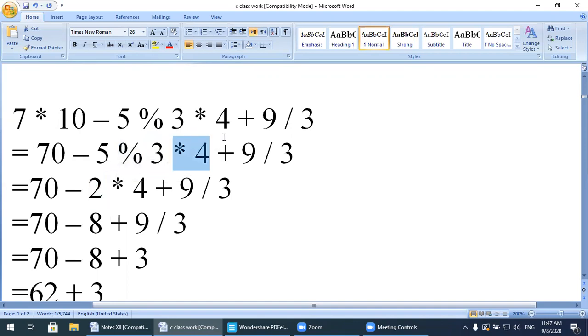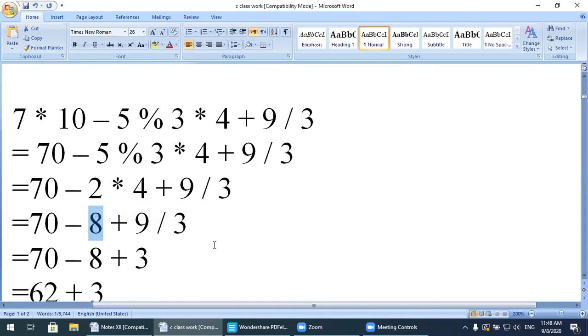The rest of the expression is the same: * 4 + 9 / 3. So in the next step, which operator will I solve? This asterisk is remaining, this slash is remaining, both high priority operators. Obviously, I will solve the asterisk first. Why? Because the asterisk is at the left position, the high priority operator at the left position, so I will solve that expression first. So 4 twos are 8.